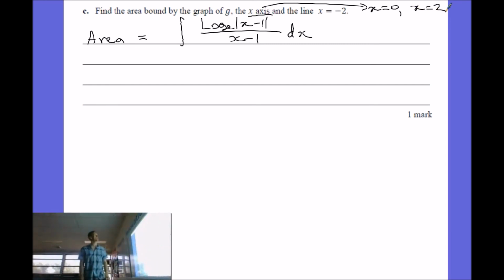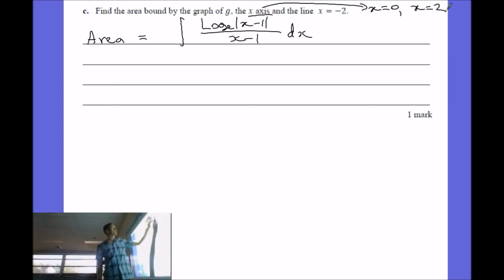We don't know what the graph looks like, and we don't have any means to figure out the graph, so we're just going to have to think about the region by examining the type of numbers we have. We're told it bounds with the x-axis, so we know where those intersects are: x equals 0, x equals 2, so we've got that information. And with a different line of x equals minus 2. So that's to the left of the origin, which is x equals 0.